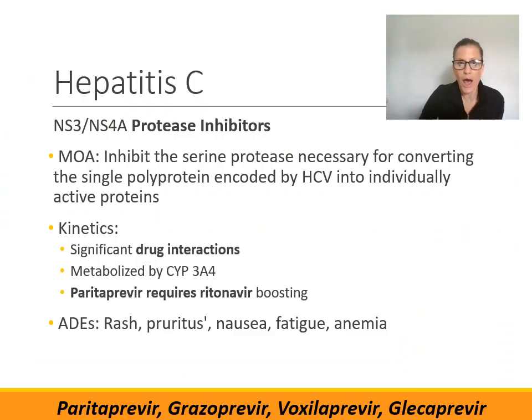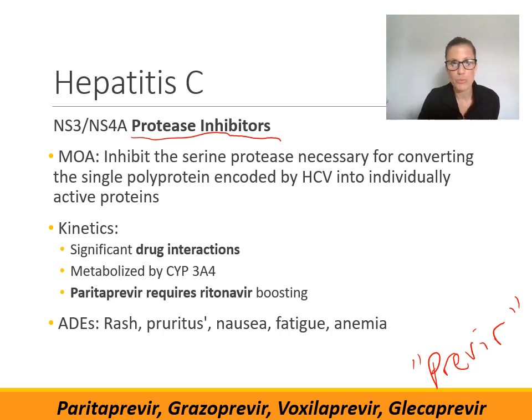Here we see the protease inhibitors that are effective in hepatitis C. At the bottom, you see the drugs are listed: Paritaprevir, Grazoprevir, Voxilaprevir, Glecaprevir. You'll notice they all end in -previr. So protease inhibitors, -previr. They inhibit protease. They inhibit the specific serine protease that's necessary for converting this single large polyprotein that's encoded by the hepatitis C virus into individually active proteins.